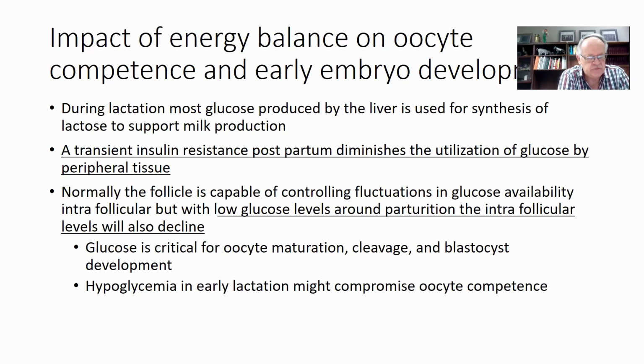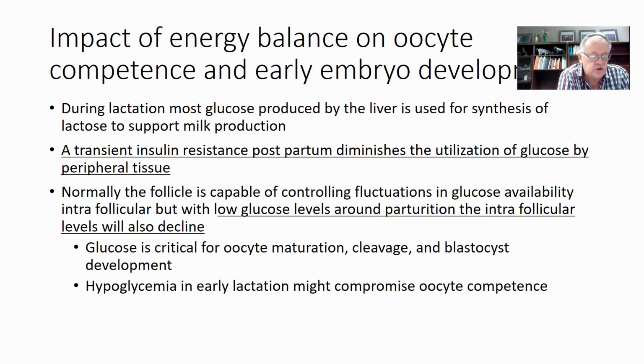Some of the impacts of this on the oocyte, on the competence itself, I'm not going to read all of this. I'll send you the presentation later on. But again, during lactation, most glucose produced by the liver is used for the synthesis of lactose to support milk production. As you know, lactose is milk sugar. It all needs to go there. And that's why we have a shortage of glucose in the cycle.